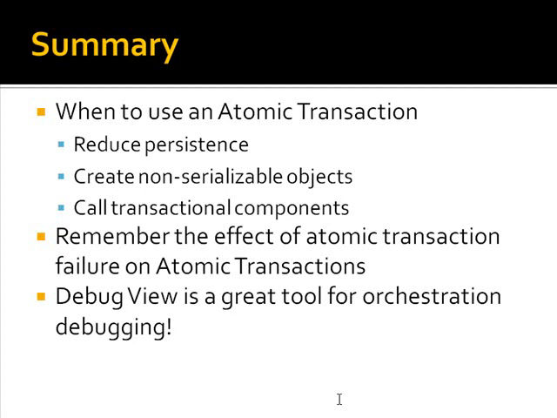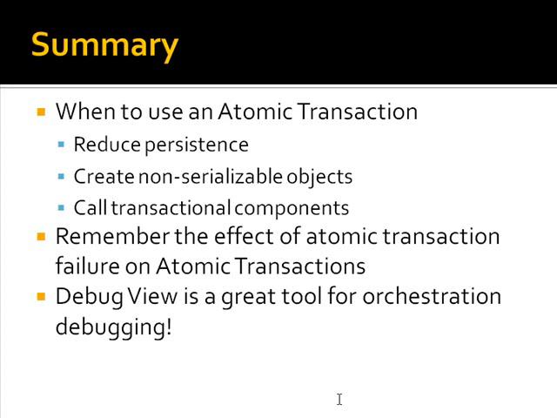Remember the effects of atomic transaction on orchestration variables. If the atomic transaction fails, it will roll back all the modifications that you've made to that actual variable. So if you're setting a variable to do various things in that atomic transaction and something goes wrong, it will be back to the value that it had before that atomic transaction started. And that can drive you crazy if you're not aware of it.